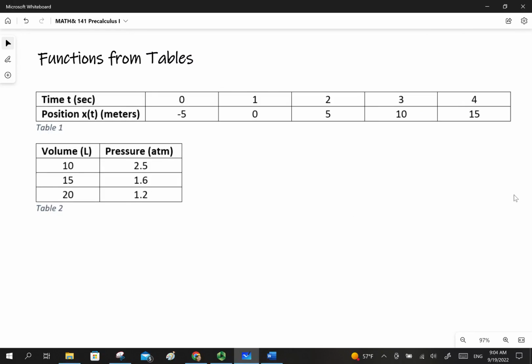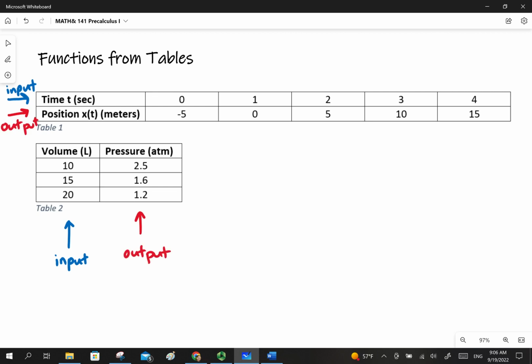Finally, let's look at functions described by tables. Much like graphs, tables are a very common way to display data when a formula might not exist. Tables that define a relationship between two variables will either have two rows or two columns. It is standard for the first row or the first column to be the input variable and the second row or the second column to be the output variable.